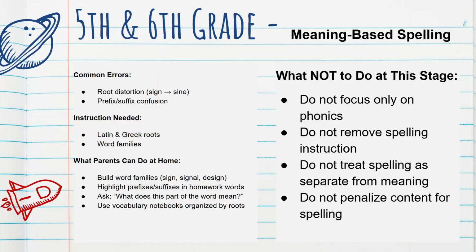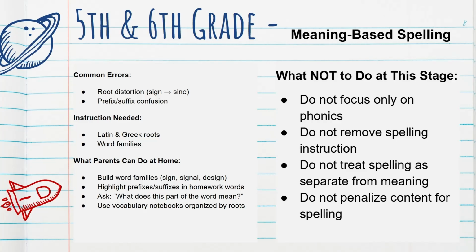A lot of poems are good at this, songs are good at this, because when you have a rhyme, you have that pattern recognition. Highlight prefixes and suffixes. I remember when I was growing up, it was like an SAT word list, and they had a lot of good lists explaining what the prefixes were. You want to ask your student, what does this part of the word mean? You want to use vocabulary notebooks. You can organize them by the roots.